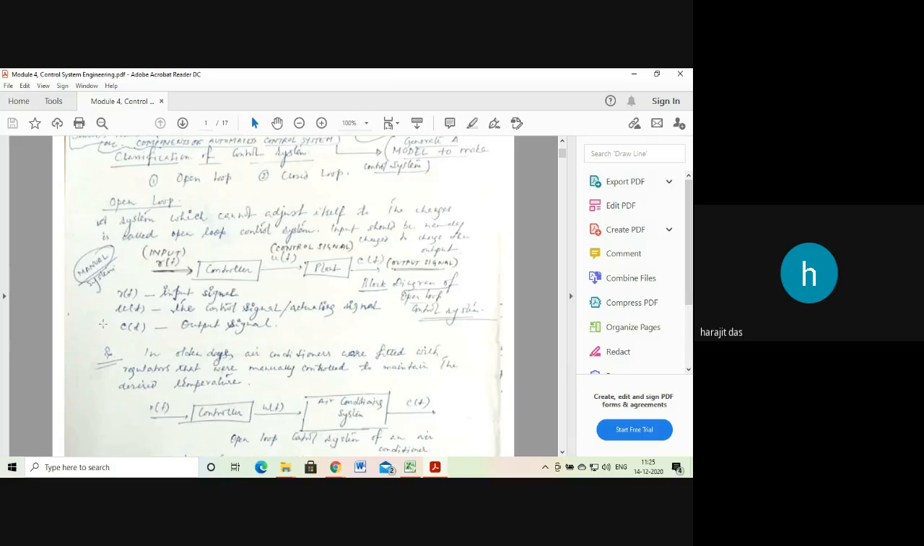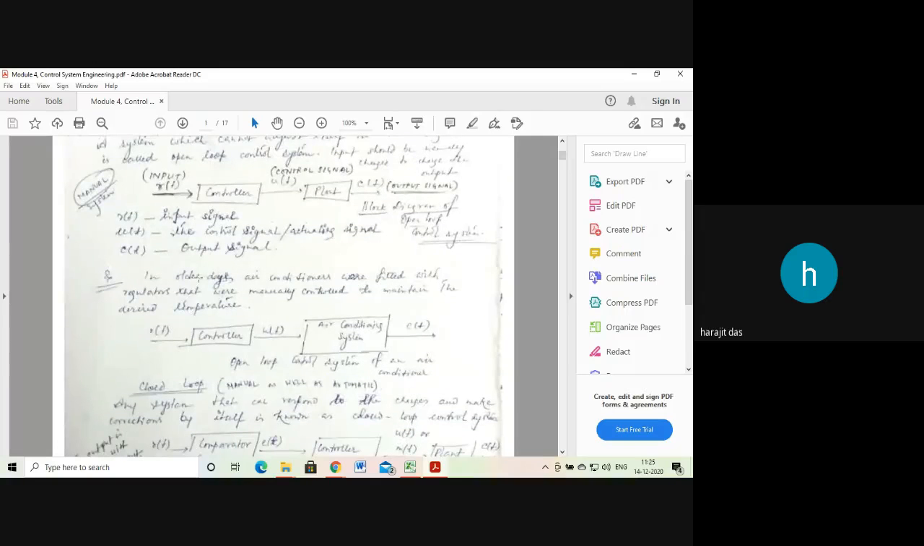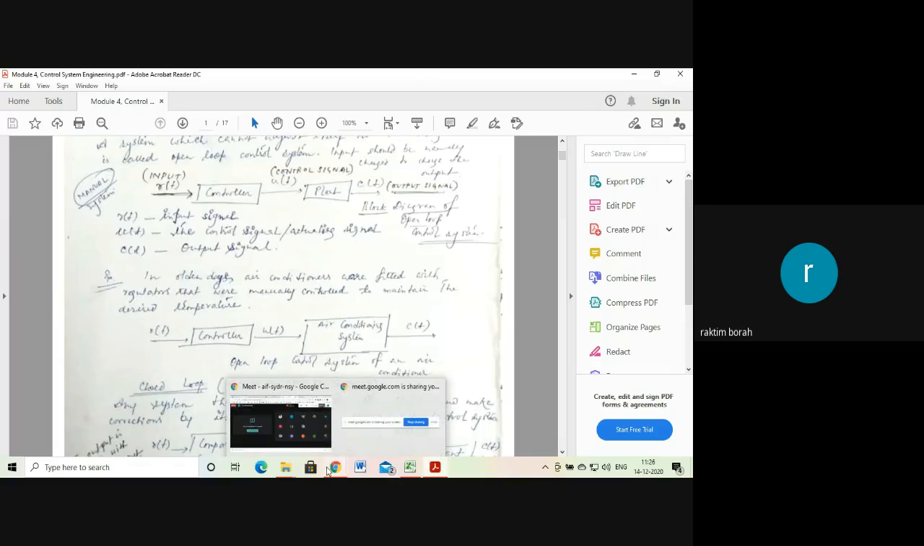I will be using all these three terms in the later part also. So we will be taking the example of the old days air conditioner. In old days, air conditioners were actually fitted with a regulator. With the help of the normal fan also, you can take the same example. With the help of this regulator, the input was fitted, and the controller will convert those input signals.